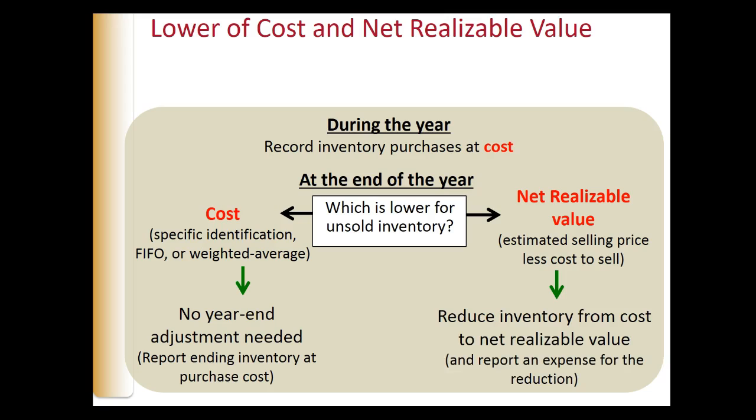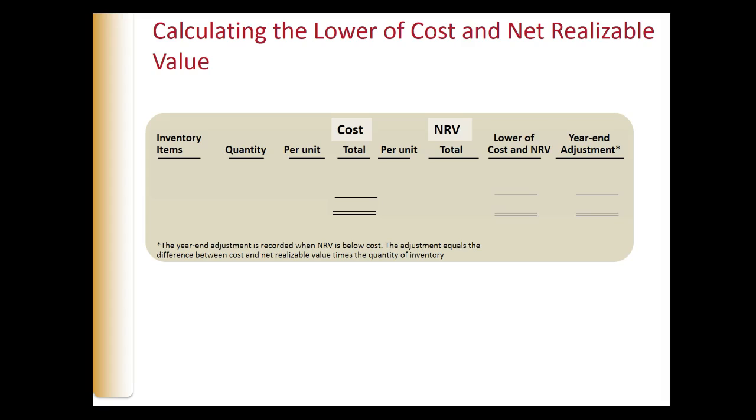Once both the cost and the net realizable value of inventory are determined, the company reports ending inventory in the balance sheet at the lower of the two amounts. This is known as the lower of cost and net realizable value. Assume Mario's Game Shop sells Fun Station 2 and Fun Station 3. This slide provides information related to ending inventory at the end of the year.